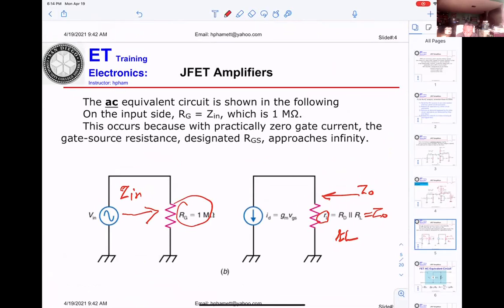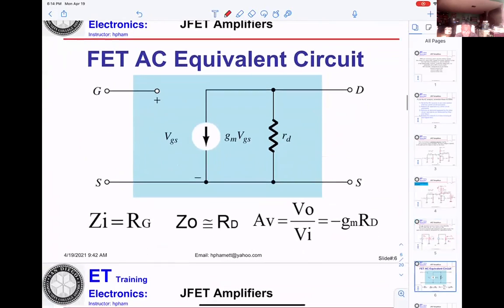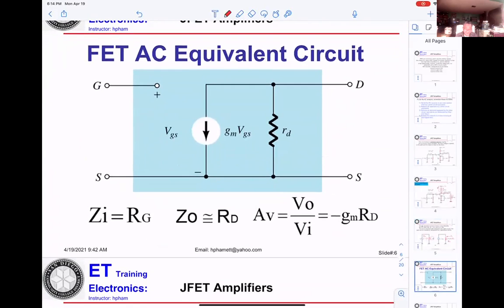This occurs because with practically zero gate current, the gate-source resistance, designated RGS, is approximately infinity. AC equivalent. Now, they try to repeat that and give you a little more formula. You understand it? This handout I take from one of the universities, okay? They take it for their students.